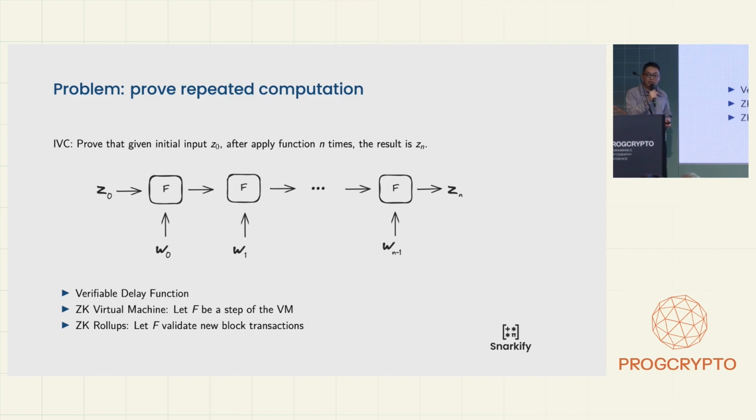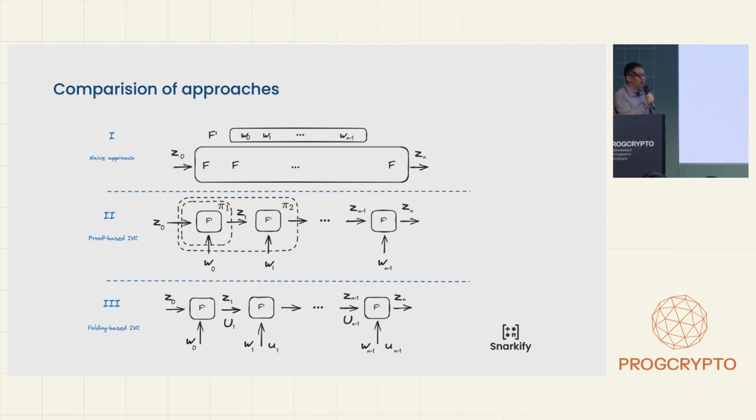For example, in the ZKVM domain, you can assume the Z is just the state of the registers, and F is just a microprocessor. And in the domain of ZK rollups, you can assume Z-in and Z-out is just the blockchain state, and F just applies a bunch of transactions to modify the state. So you can see it's widely used in different scenarios. And here, I list 3 different approaches to solve this problem.